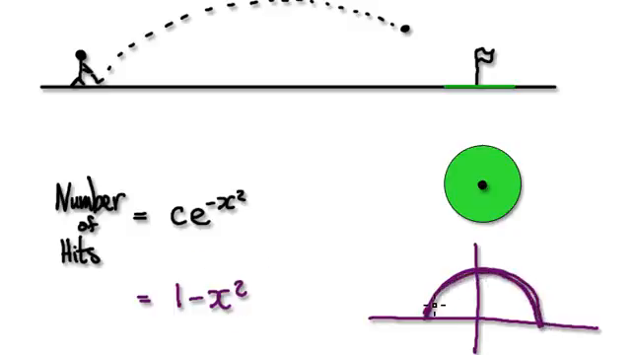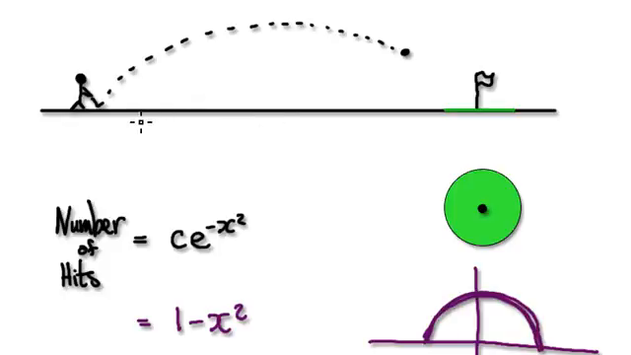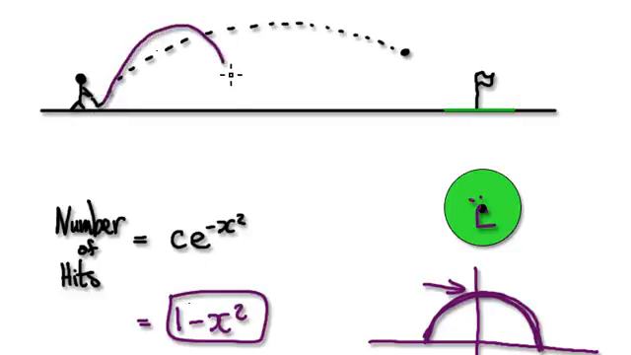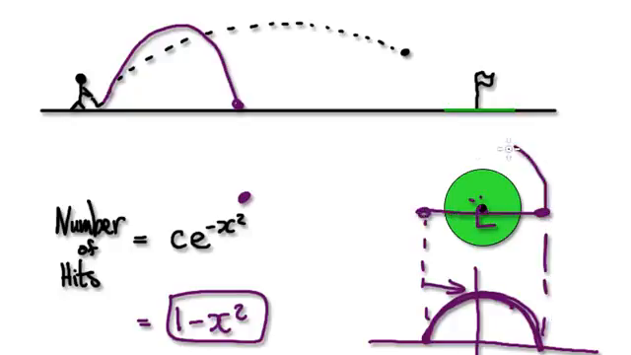But 1 minus x squared here is not a good model because, yes, most of your hits will be centered around your target, so it's quite good. But the thing is, this doesn't take into account that there's a possibility that you might mishit it and it lands somewhere out here. This 1 minus x squared is forcing you to land within this region here. This model here is no good.